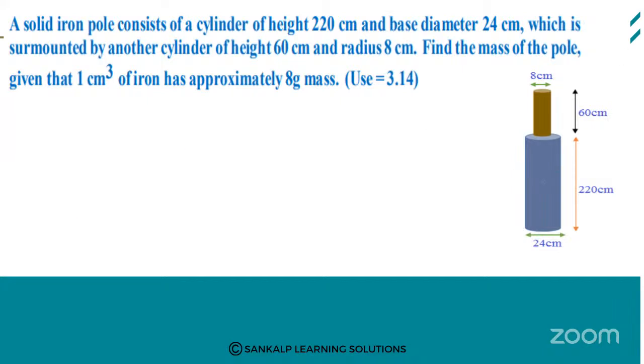So this is the cylinder, and this height is 220 centimeter and base diameter is 24 centimeter, which is surmounted by another cylinder, that is of height 60 centimeter and radius they have given, that is 8 centimeter. Find the mass of the pole given that 1 centimeter cube of iron has approximately 8 gram mass.